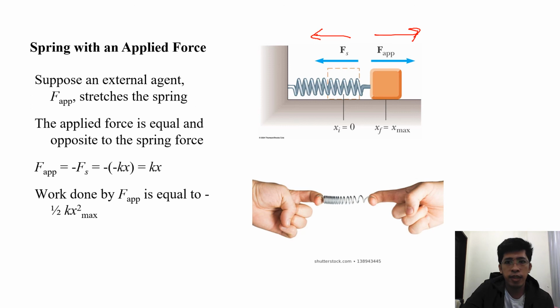So here, you know that your restoring force is equal to -kx. So thus your F applied is equal to kx. Okay. So the work done by F applied is equal to 1/2 k x max squared, as you can calculate. Okay. So let's end here.